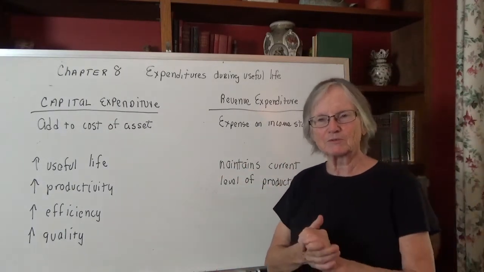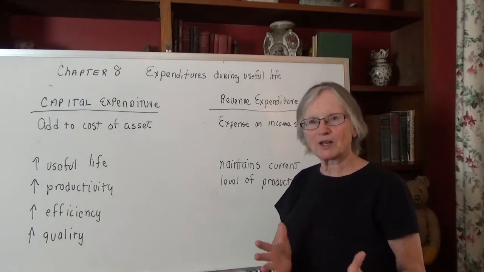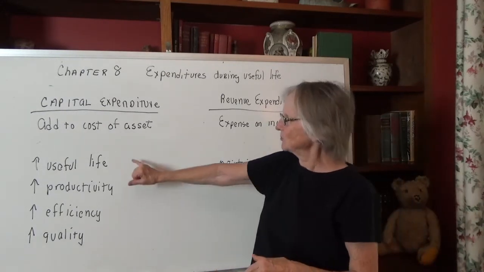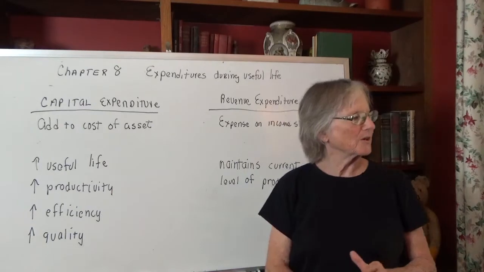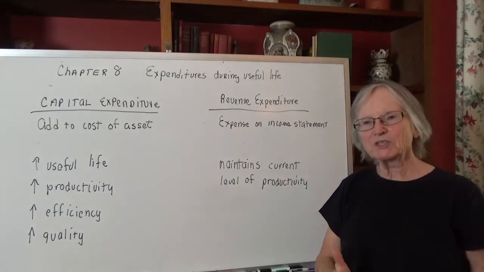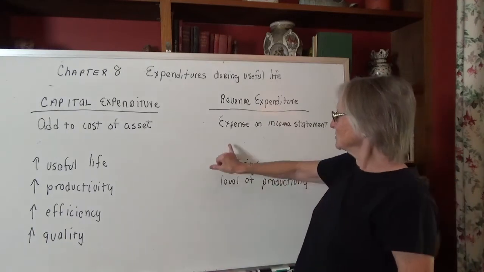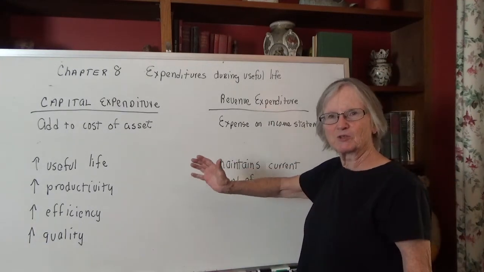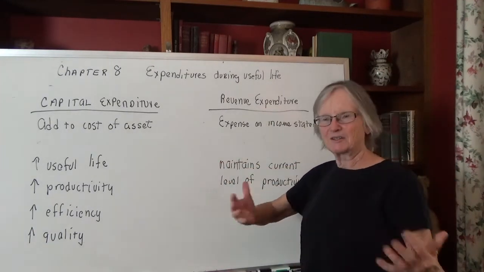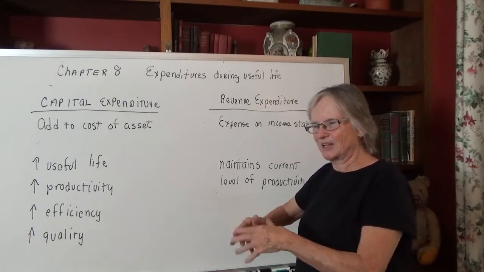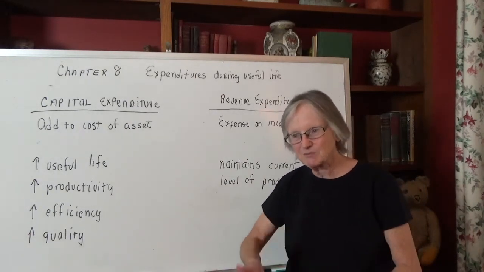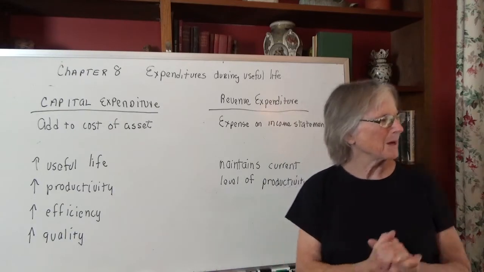If we rebuild the engine and it adds 5 years to the life of the truck, well, we could call that a capital expenditure. Repainting a building, even if it costs a lot of money, if it's a big building, it's still maintaining the current level of productivity. It's not making the building last any longer than it otherwise would have. It's keeping the current level going.